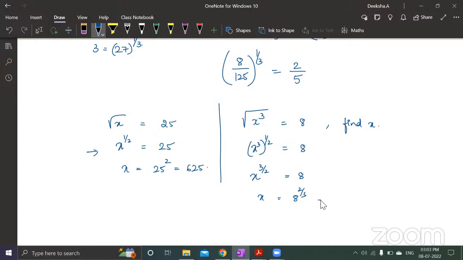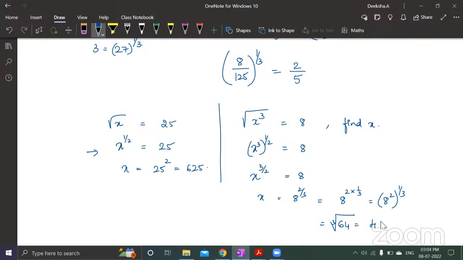Now, what does this mean? Again, we'll split this. 8 power 2 by 3, I'll write 2 into 1 by 3. So basically, it is 8 square, and for this, I need to take cube root. So what is 8 square? 64. For this, if I take cube root, we will get 4. 4 is the answer, not 2.